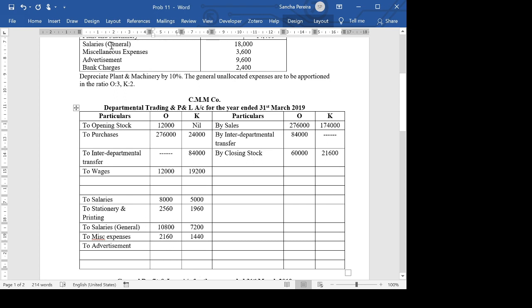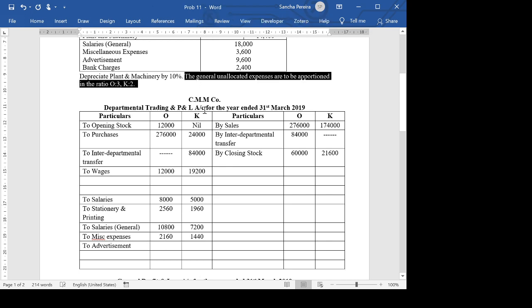Now if the statement was not there, say this general unallocated expenses statement was not there, I would have taken salaries in the general profit and loss account. I would have taken miscellaneous expenses in the general profit and loss account. Advertisement I would have divided based on sales. And bank charges also I would have taken in the general profit and loss account.